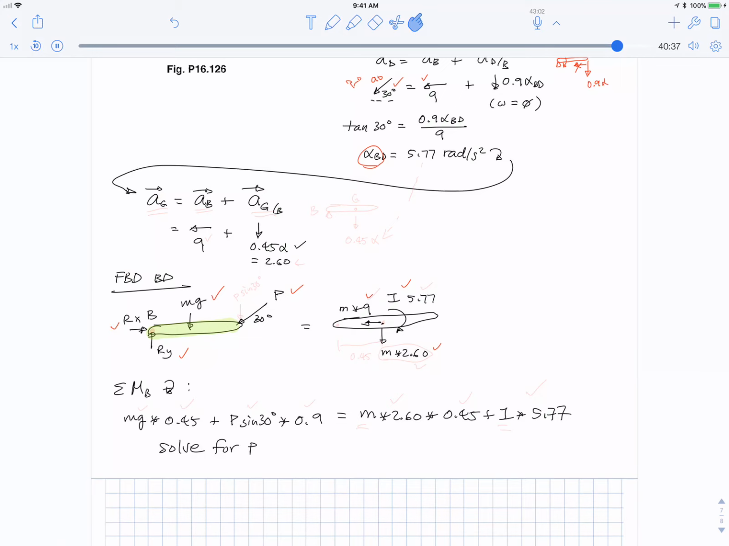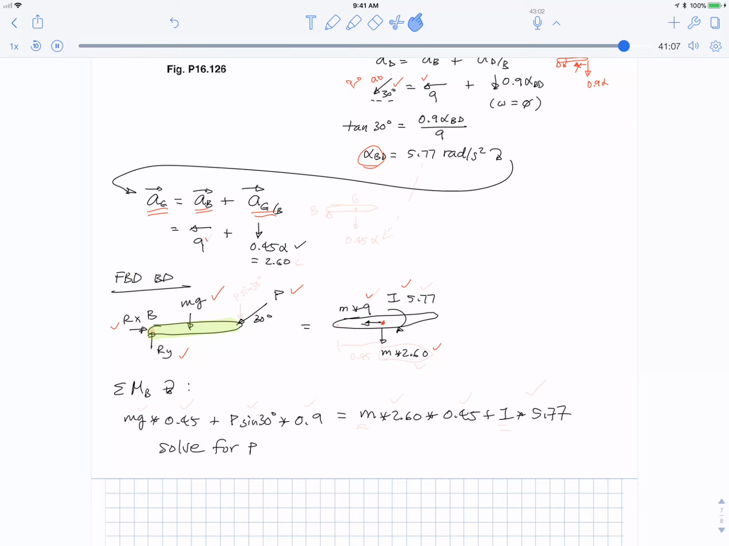And so what we're going to need to know is what is the acceleration at this point in the middle. We do know the acceleration out at B, but we don't know the acceleration at G, okay, at the middle. So the acceleration at the middle, A of G, is A of B plus G relative to B, or G spinning around B.